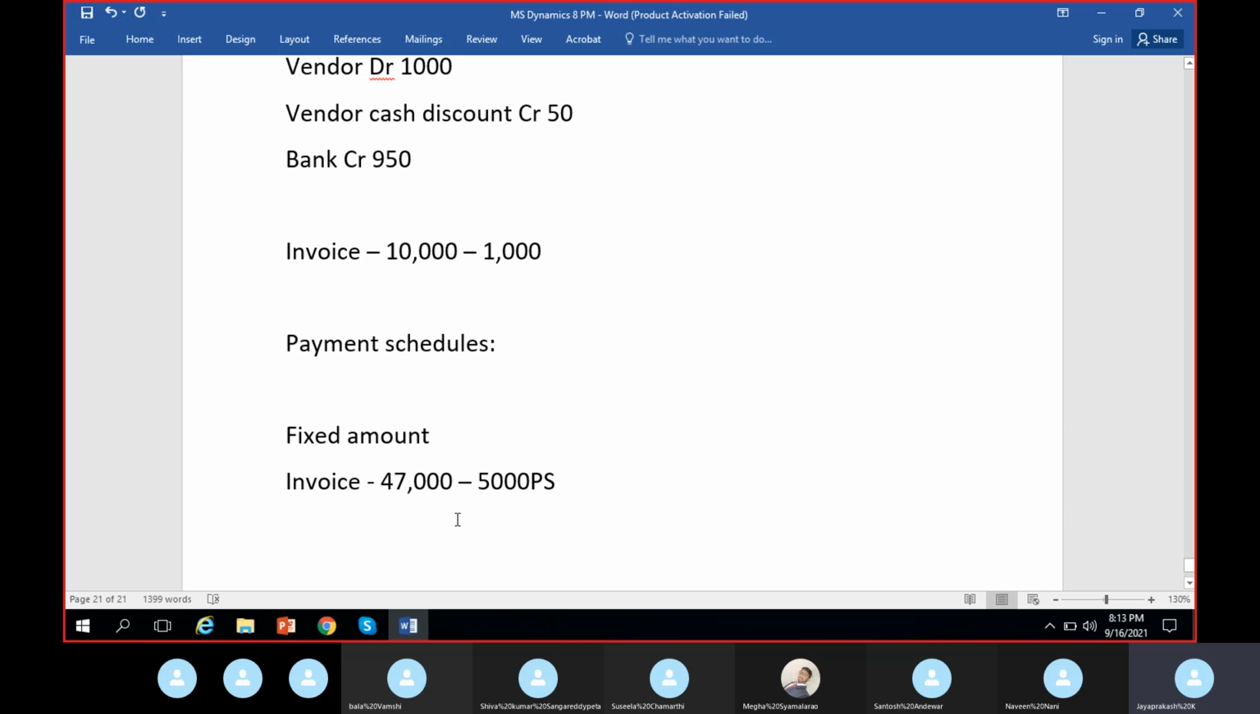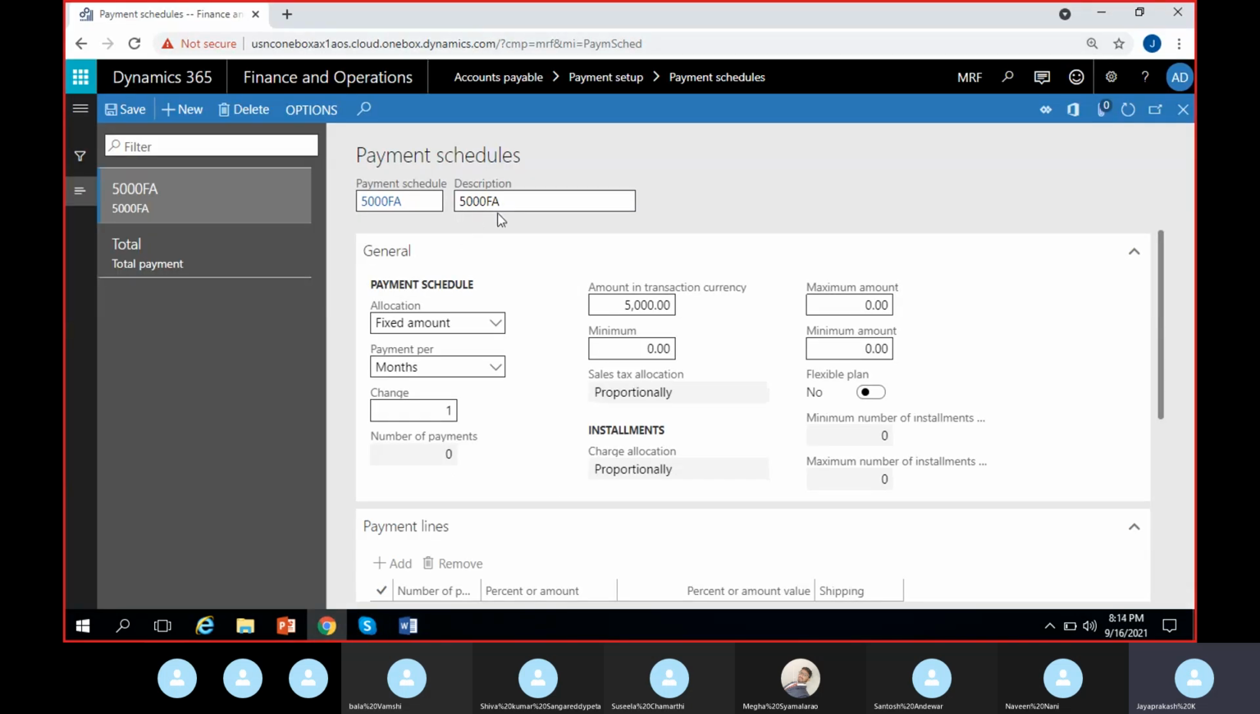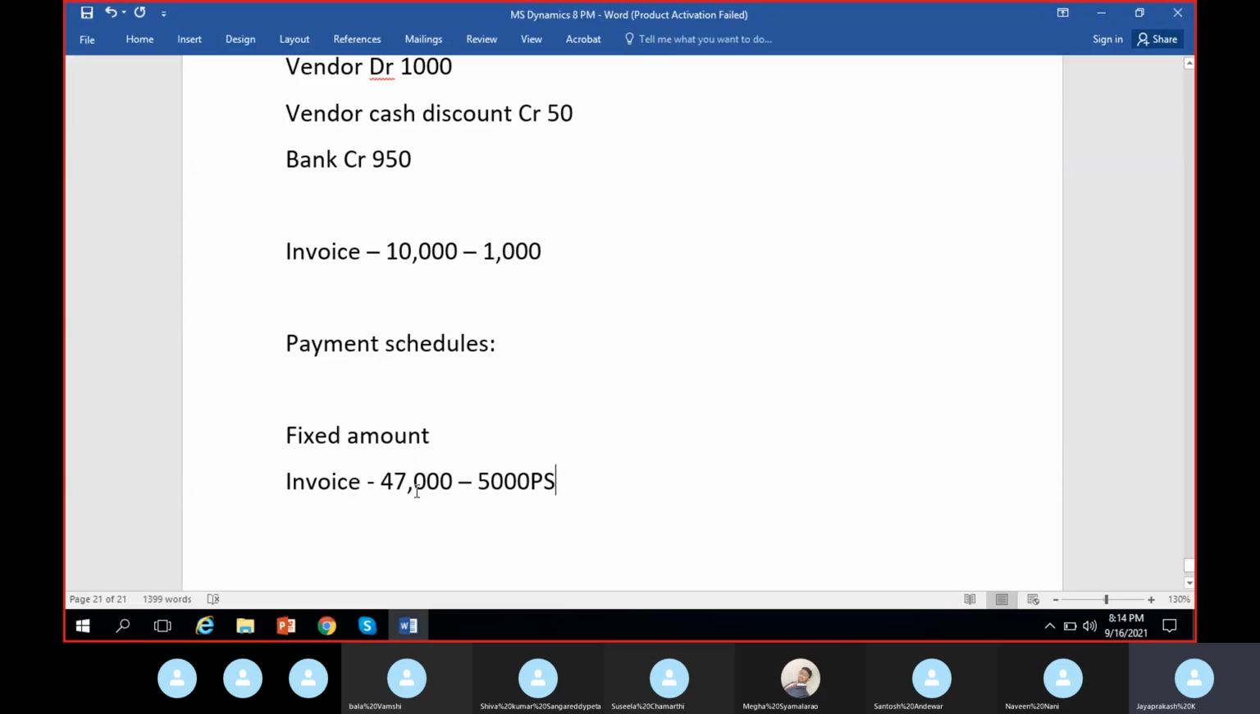So that 2,000 will be accounted for in the next period. I mean, the next schedule will be for 2,000, even though the schedule is for a 5,000 fixed amount per month, because the amount on the invoice is completed. Like the 45,000 is done and only 3,000 is remaining on the invoice, the final schedule will have only 3,000 as the amount. Okay, got this point?